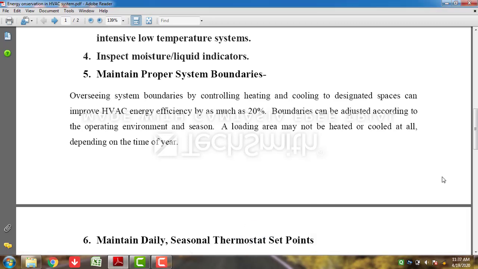Now for the fifth point, maintain proper system boundaries. Overseeing system boundaries by controlling heating and cooling in designated spaces can improve HVAC energy efficiency by as much as 20%. Okay, you can read the point. Now I will explain. If you go with centralized cooling, in malls and industries they use centralized cooling, and for that they use ducts.